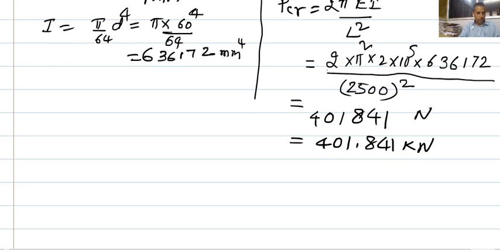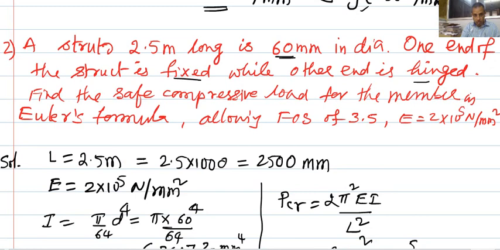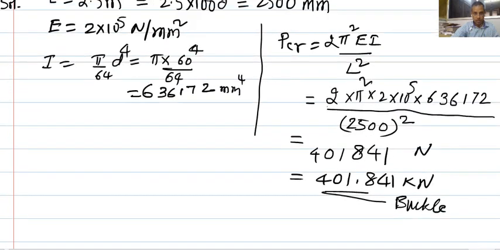So this is the crippling load. Now what is he asking? This is where it is going to cripple, it cannot carry more than that. But what is my factor of safety? Because this is the ultimate, at this point my column is going to buckle. But see what he is asking? He is asking me to see the safe, not the compressive load. Safe means I should not be in danger. So to be safe there must be a factor of safety, right? The factor of safety I have to use here is 3.5.